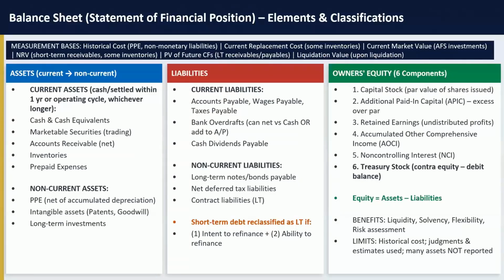Okay. Then we know this accounting equation, which is equity equals assets minus liabilities. In other words, assets equal liabilities plus capital. Then, what are the benefits and limitations of the balance sheet? When it comes to benefits, we call it the statement of financial position, right? So when you look at it, you'll get to know the position of liquidity, solvency, flexibility, and risk assessment. Okay, guys.